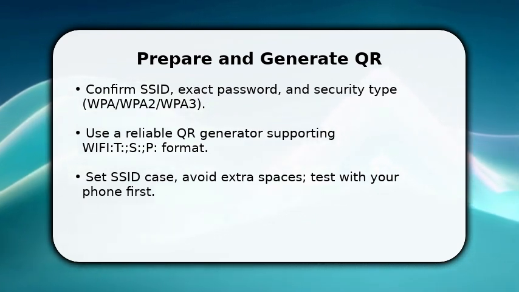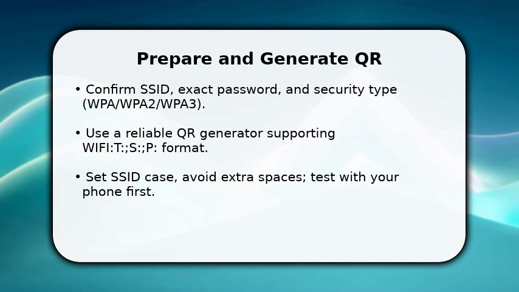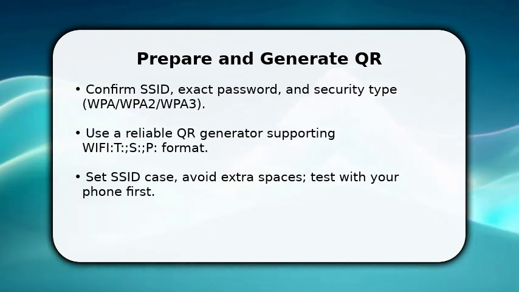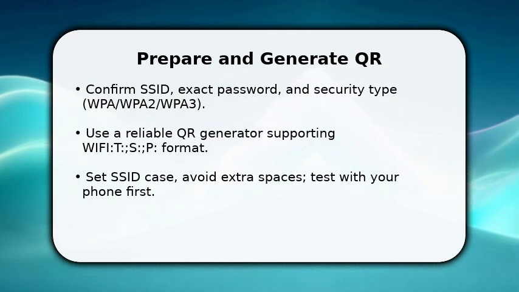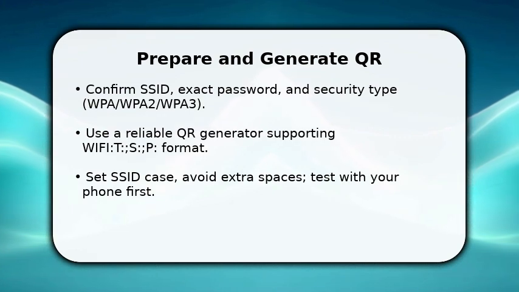Once done, generate the code at high resolution so scanners read it easily. Make sure to preview the encoded string if it looks off. Correct the SSID or security type before printing or sharing.